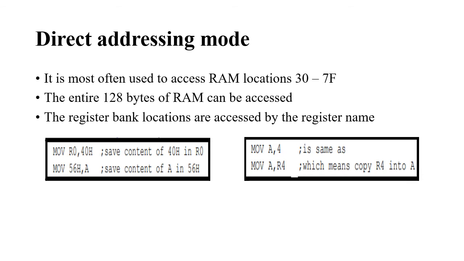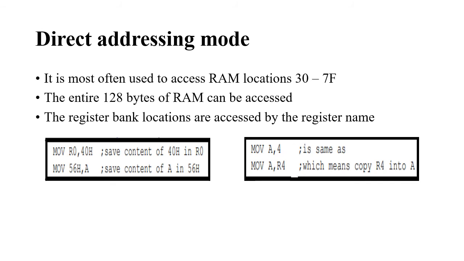So that is the major difference between the direct addressing mode and the other two addressing modes, immediate and register addressing mode. In both the register as well as immediate addressing mode, the data is present in the operand itself.